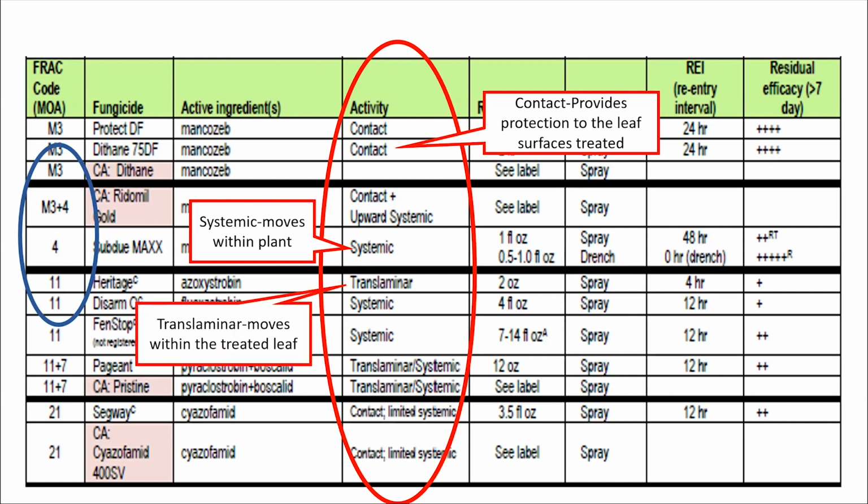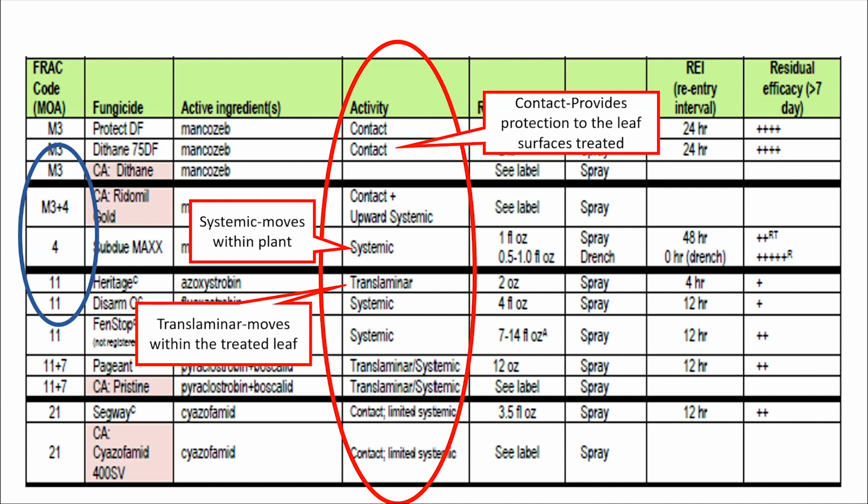Then if it's translaminar, now translaminar is an important term to fully understand. Translaminar, Bill, means that when you spray it on a leaf, it will move within the leaf. It doesn't normally move out of the leaf, it's just in the leaf.